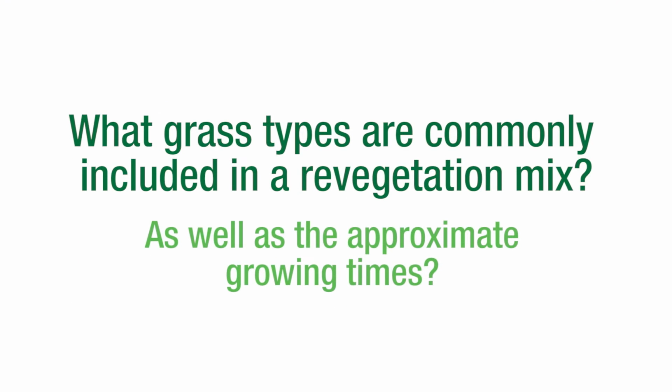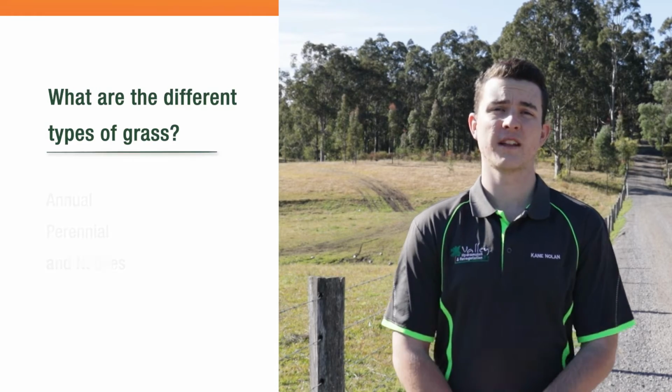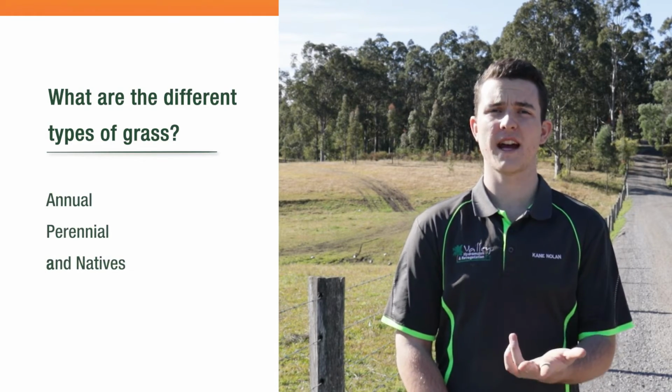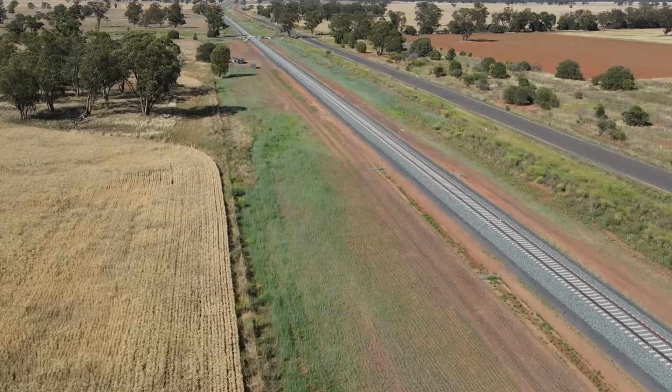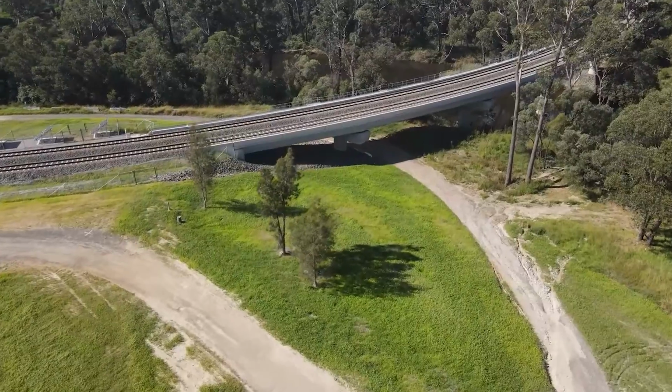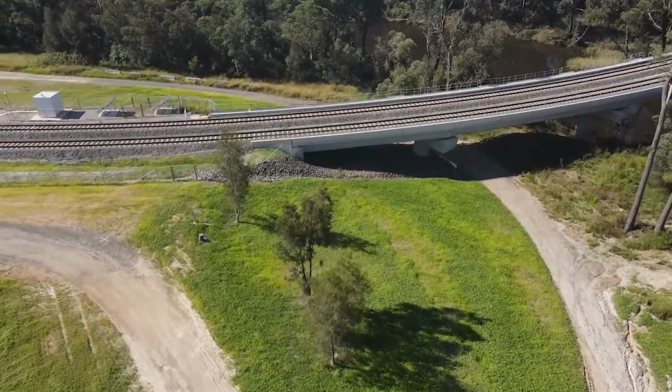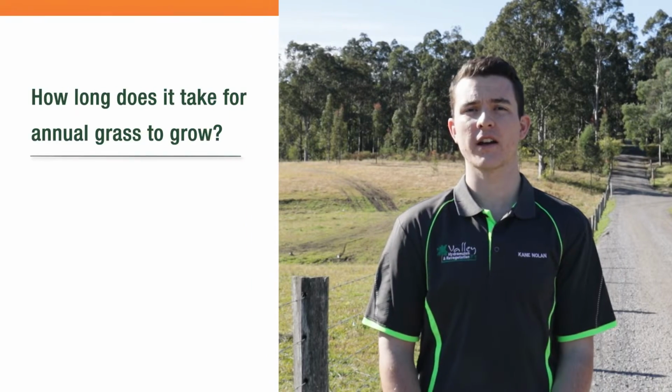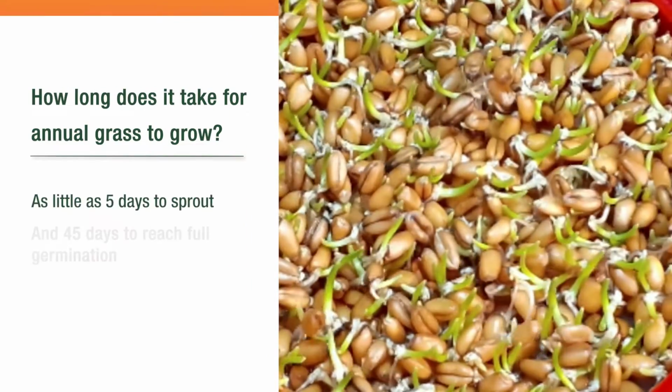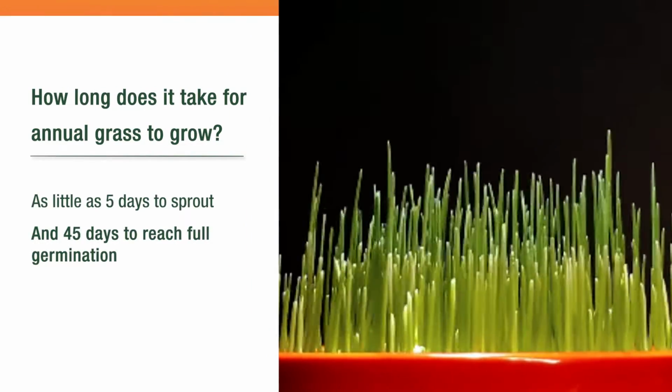At this point, you're probably wondering what grass types are commonly included in a revegetation mix, as well as the approximate growing times of each, subject to the conditions I've already mentioned in this video. Well, there are 3 main types: annual, perennial and natives. Annual grass is established quickly to form a cover on the surface to aid in erosion control. In favourable conditions, these grasses take as little as 5 days to sprout and 45 days to reach full germination.